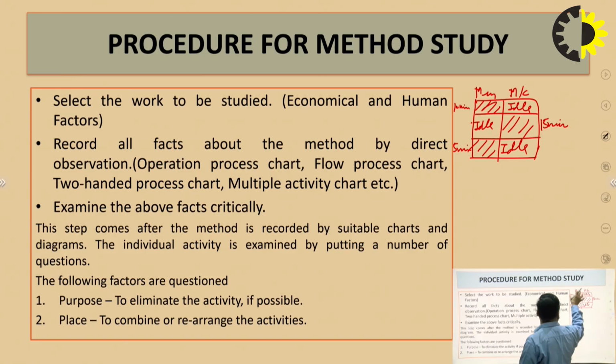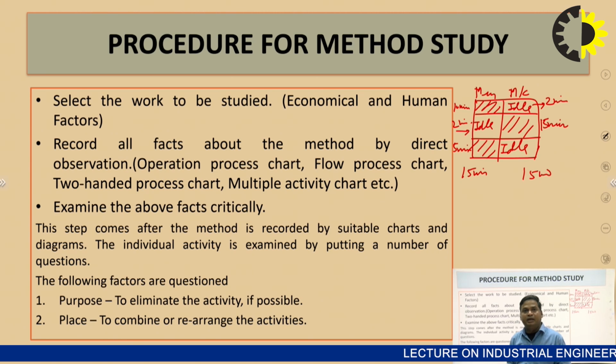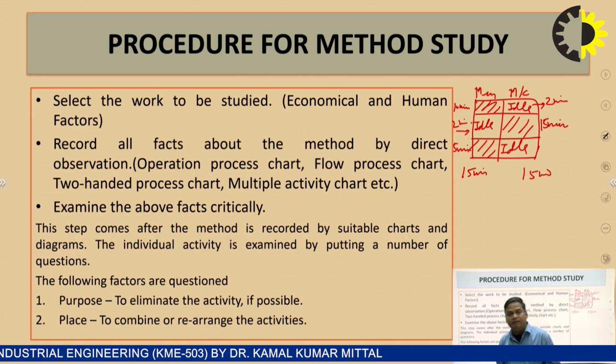So we have to note down all the cycle time. This is 15 minutes and 15 minutes by the machine also, and check the idle time of both machine and man. Suppose it is 2 minutes and it is 2 minutes also. So our objective is to reduce the idle time for both man and machine, and we can utilize the man for some other purposes when he is idle. Similarly, we can utilize the machine for some other purposes when the machine remains idle. So this is the multiple activity chart.